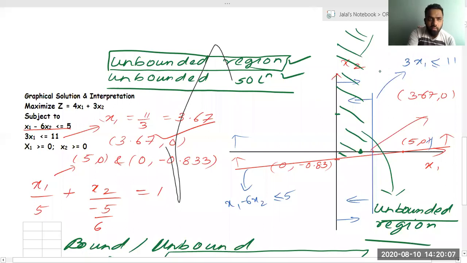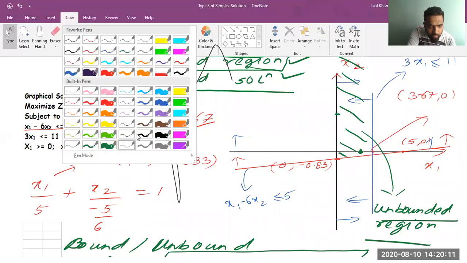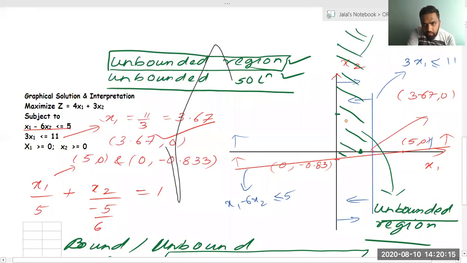Now I'll just draw a line passing through these two points. I'll take a color and draw a line for you. This is very important for you to understand. If you want to learn this subject properly, these are very important stuffs.